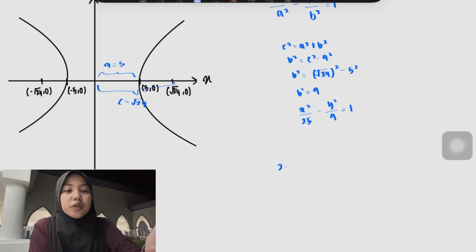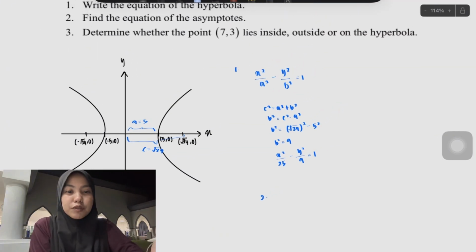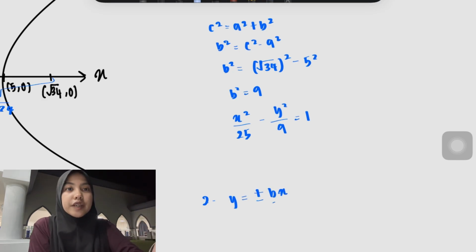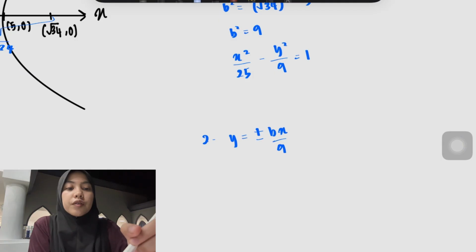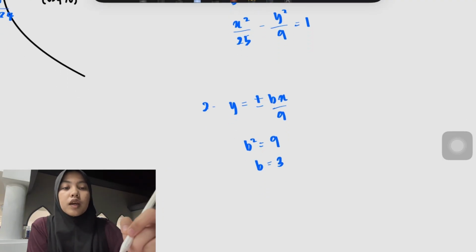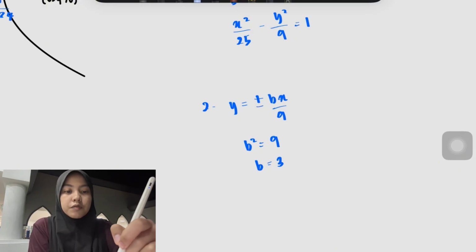Okay, next, the question asks to find the equation of the asymptotes. Firstly, as we already know, the formula for the equation of the asymptotes is y equals plus or minus bx over a. We already found the value of b squared in the first question. Next, we just need to find the value of b, which will be b equals 3. Then, we insert all the values into the formula, and the final answer will be y equals plus or minus 3 over 5 x.